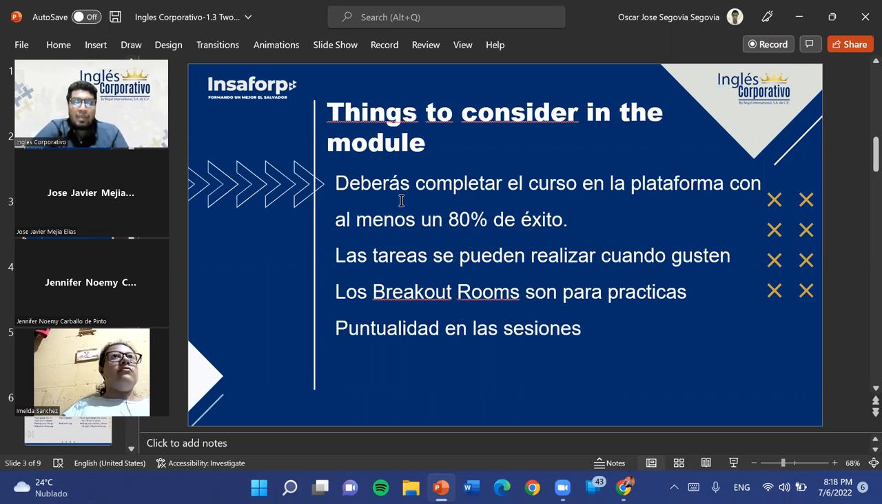Now, breakout rooms. Well, this time around, I think we're going to go ahead and have a lot of breakout rooms. Not that many, but we're gonna have plenty of breakout rooms.